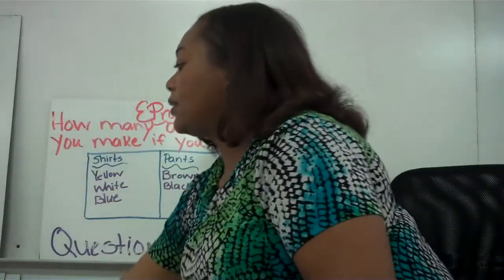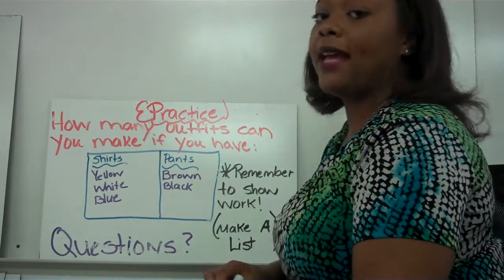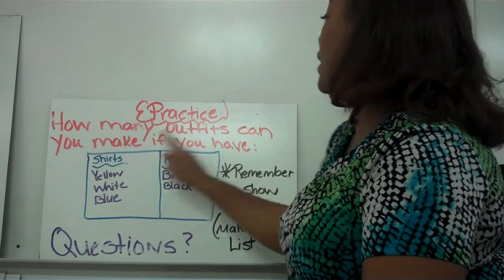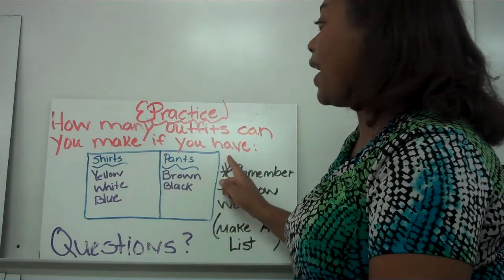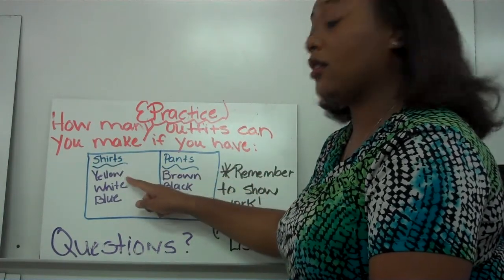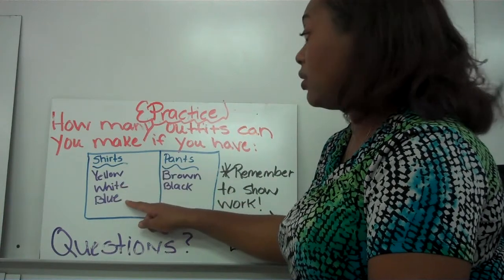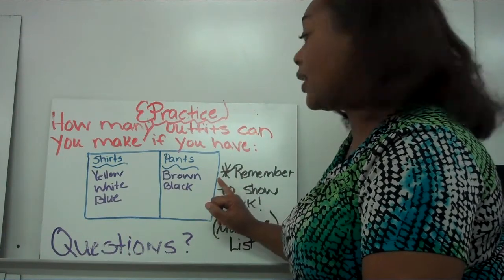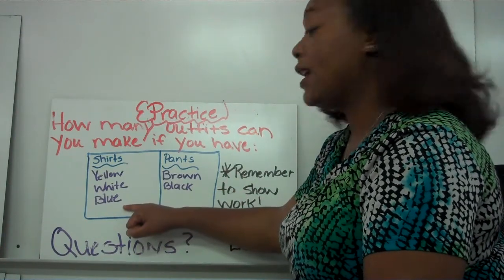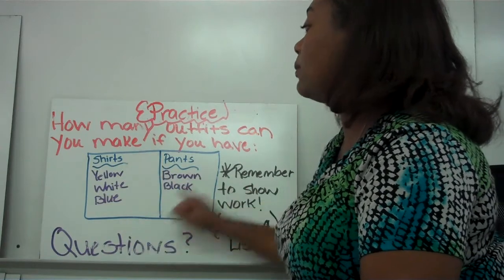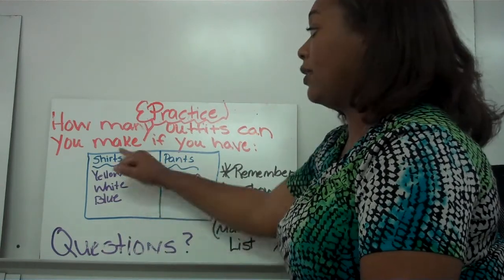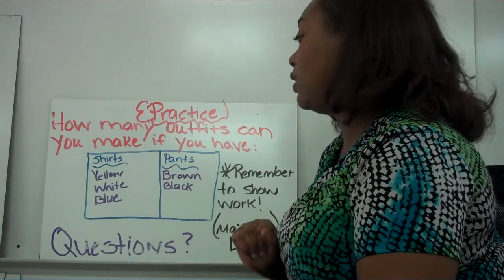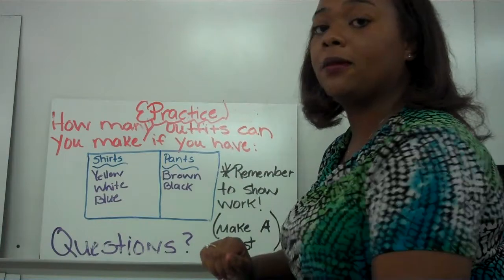Now let's let you practice. You're going to probably have to pause the video so you can copy down my chart. How many outfits can you make if you have a yellow shirt, a white shirt, and a blue shirt, and brown pants and black pants? Remember to show your work, and the strategy we're using is making a list. So make a list of all the possible combinations you can have with these 3 shirts and those 2 pair of pants. If you have any questions, remember to write them down at the bottom of your notebook, and we'll see you guys tomorrow.